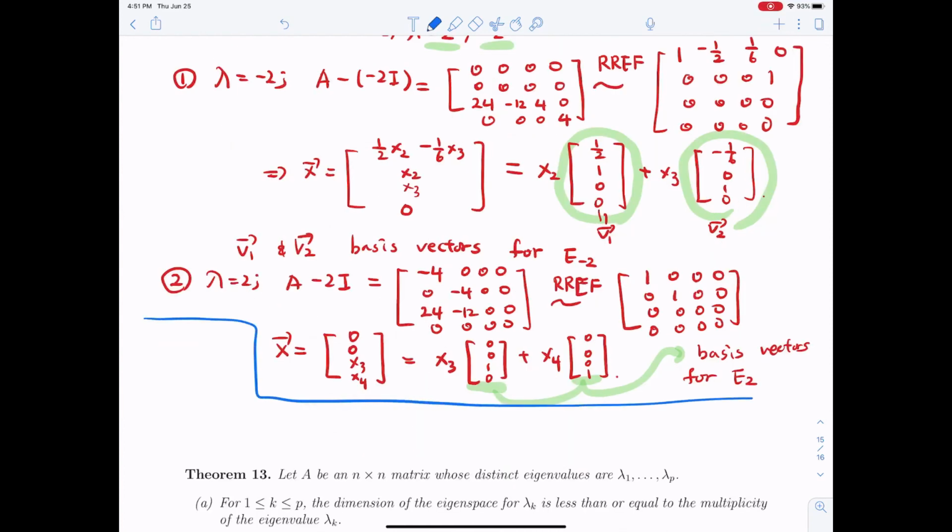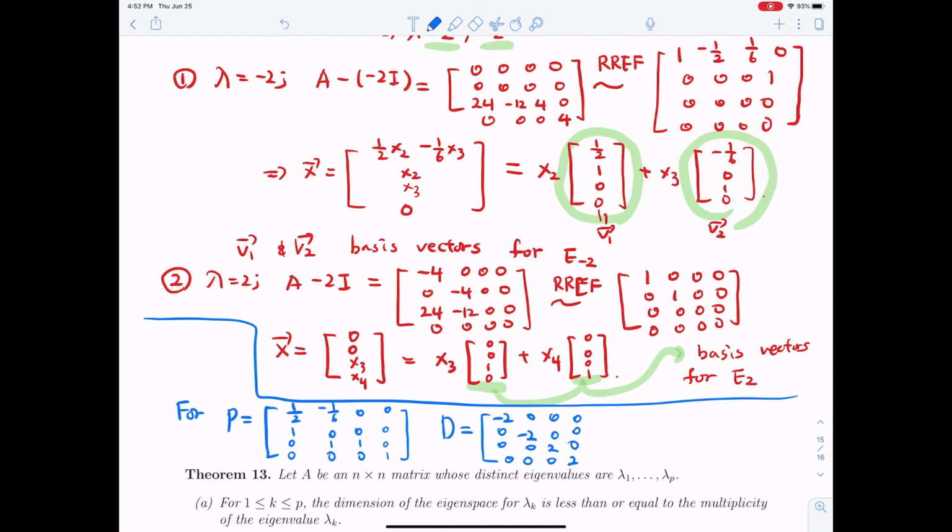So if you build matrices using all these things, P equals v1, v2, and say v3, which is (0, 0, 1, 0), and the last one (0, 0, 0, 1). And D equals the corresponding eigenvalues. So the first and second diagonal entries are negative 2, and the third and the fourth are 2. And the off-diagonal entries are just zeros. Then we get AP equals PD. Or in other words, you can factor the given matrix A into P D P inverse.